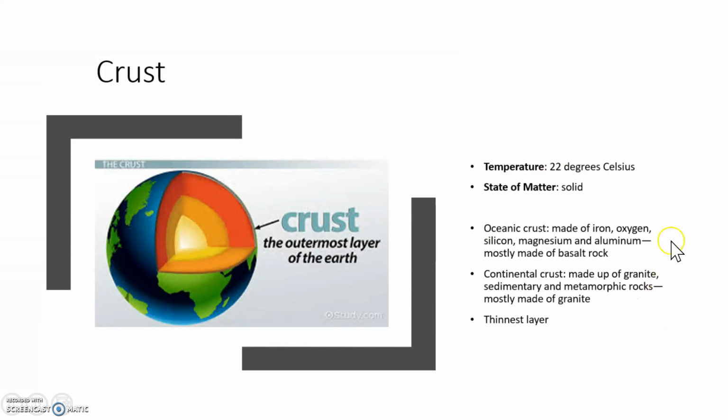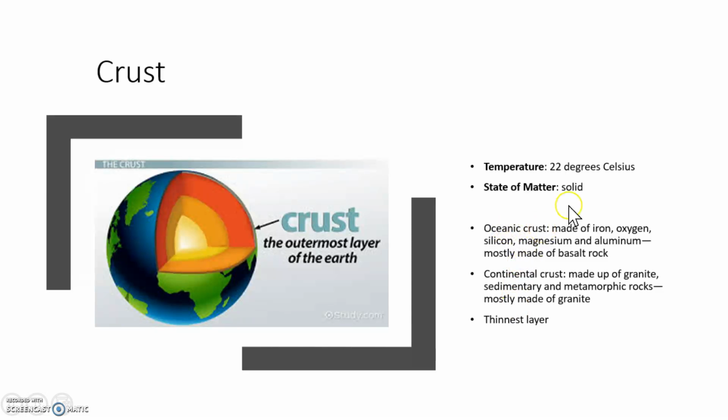And then last, we have the crust. The crust is the outermost layer of the Earth. It is also the thinnest. It is also the coolest. This one is 22 degrees Celsius, which is a lot cooler than all of the other layers. It is solid. And there's 2 parts of the crust.